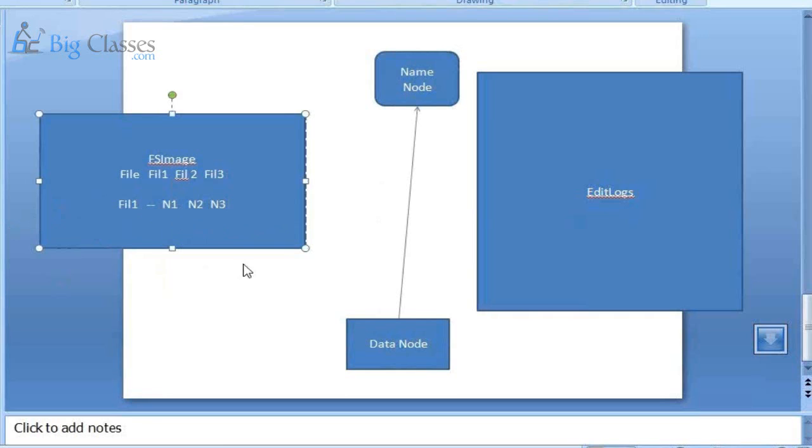Now let me tell you one thing. Assuming that this data node is dead, this node 1 is dead here.